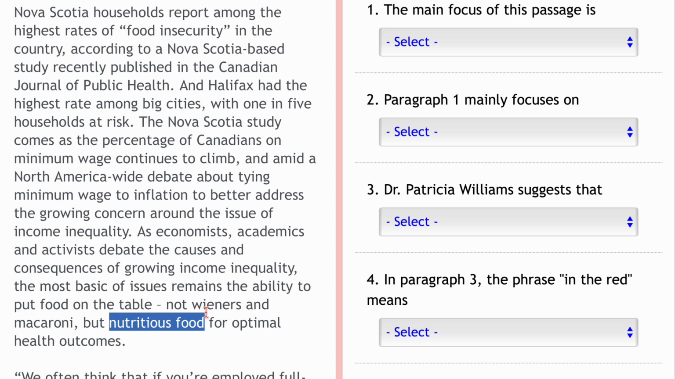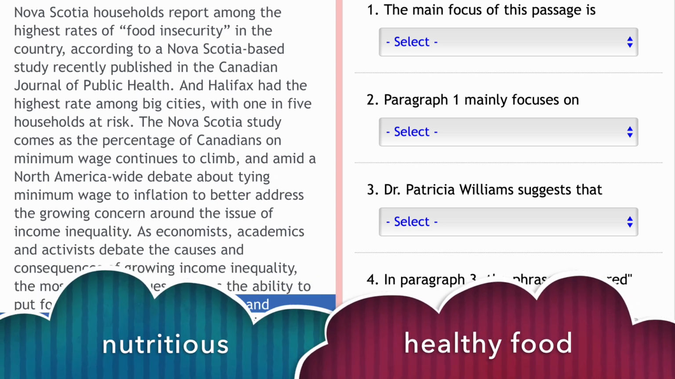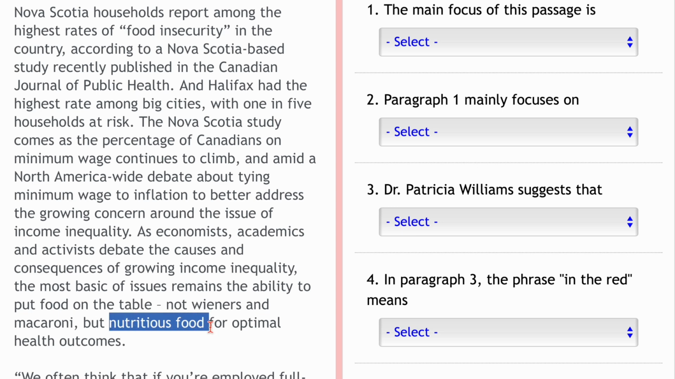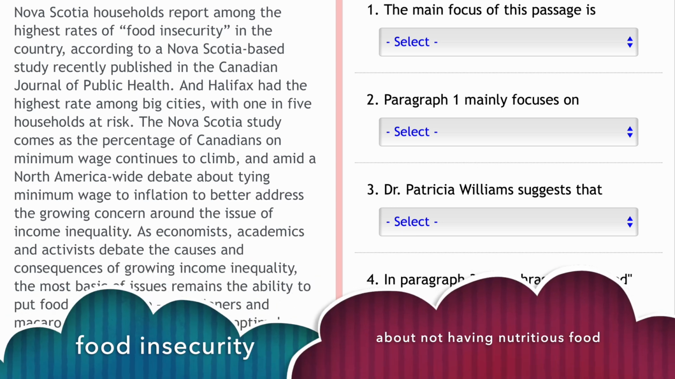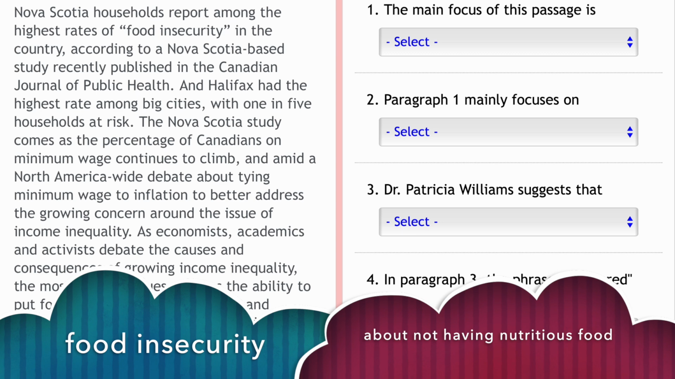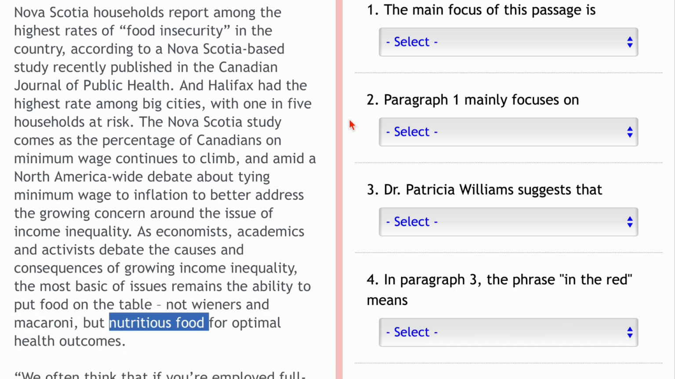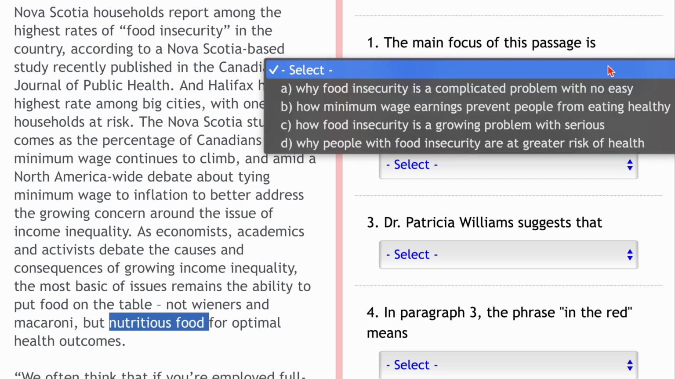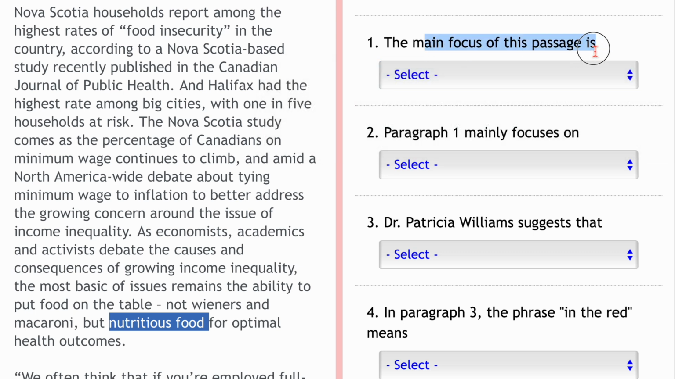Okay, so you see, they're saying not talking about wieners or hot dogs and macaroni. It's not about regular plain food, but nutritious food. So that's important. Okay, so the main focus of this passage, well, probably we don't know it yet. Let's wait to answer that one till the end because it's about the main focus.